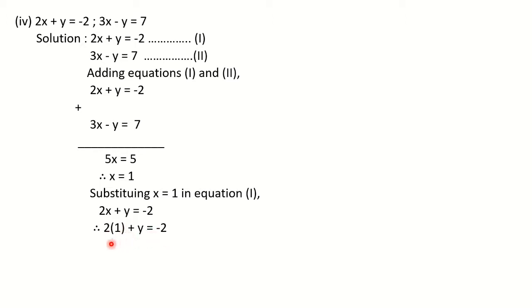This is just a substitution. So 2 into 1 is 2. And if we shift it to that side, it will become minus 2. So we will get y as minus 2 minus 2, that is minus 4. Be careful here. This plus 2, if we are shifting to the RHS, is going to become minus 2. And here both have the same signs, so we add the numbers and give the same sign. So minus 2 and minus 2 is minus 4. In this way we got the value of x as 1 and the value of y as minus 4.